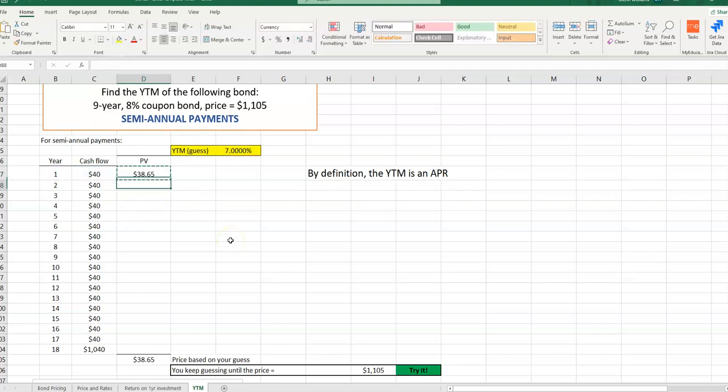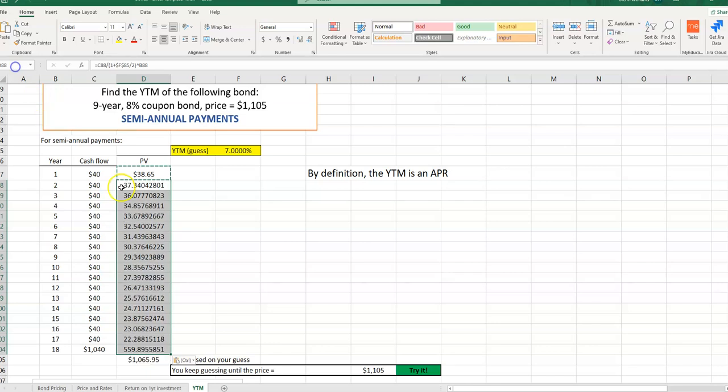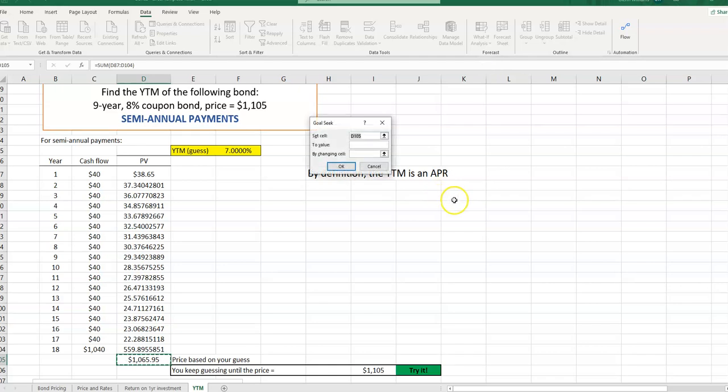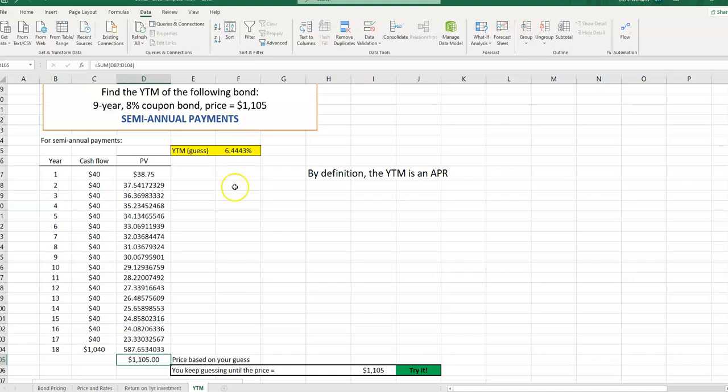So based on that, if I copy this formula down, I take the present value of each cash flow at that interest rate that I guessed, and I'll get that price. And again, I'm looking for the price of 1,105. I'm going to use GoalSeek to do this for me. So Data, What-If Analysis, GoalSeek. I want to choose a rate so that my price in D105 turns out to be 1,105 by changing the YTM that I guess.